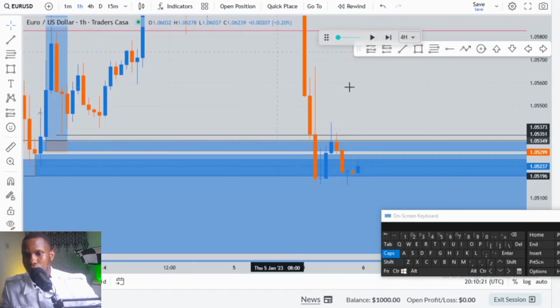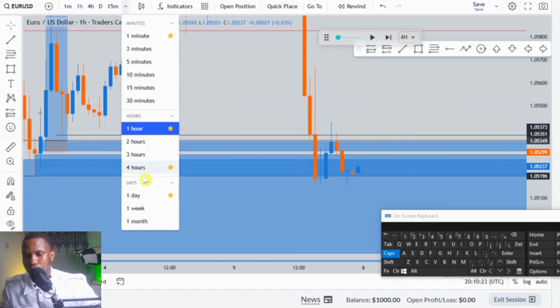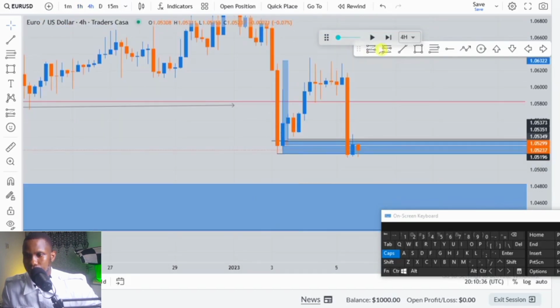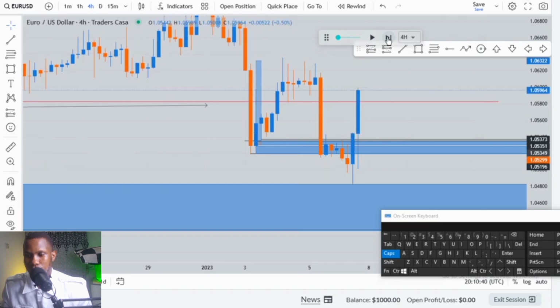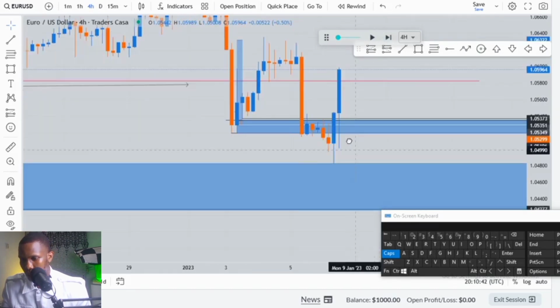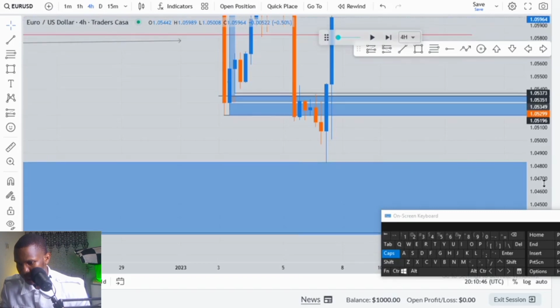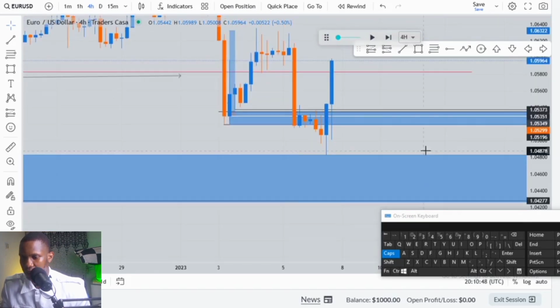So I'll go back to my 4-hour time frame. I'll delete this level. Okay, can you see? Did we test this level? Yes, we tested this level. So let me delete this.